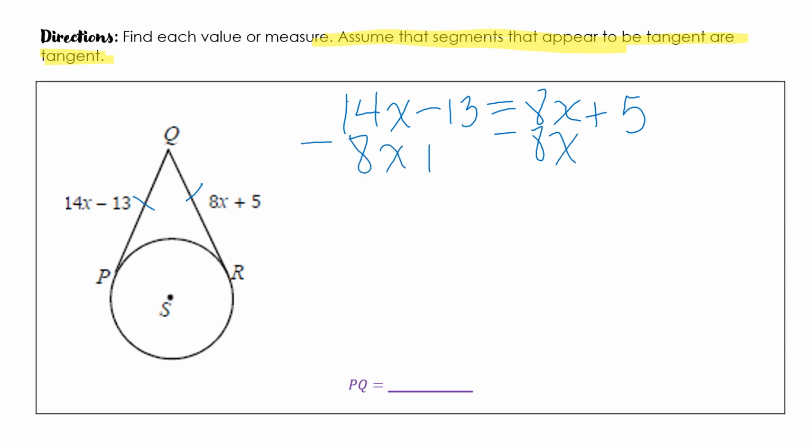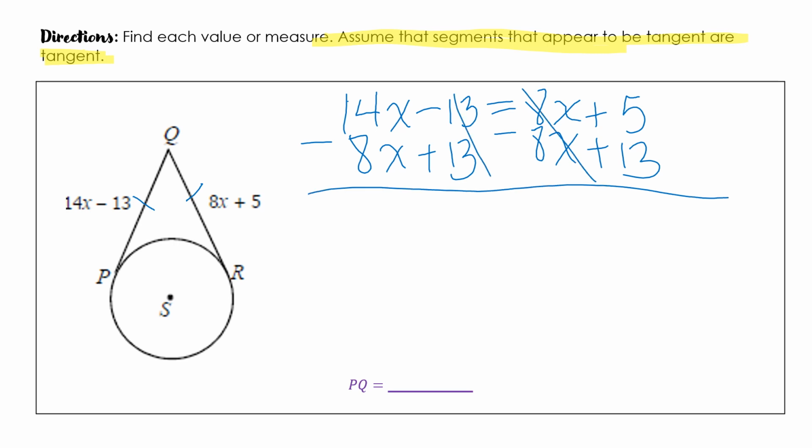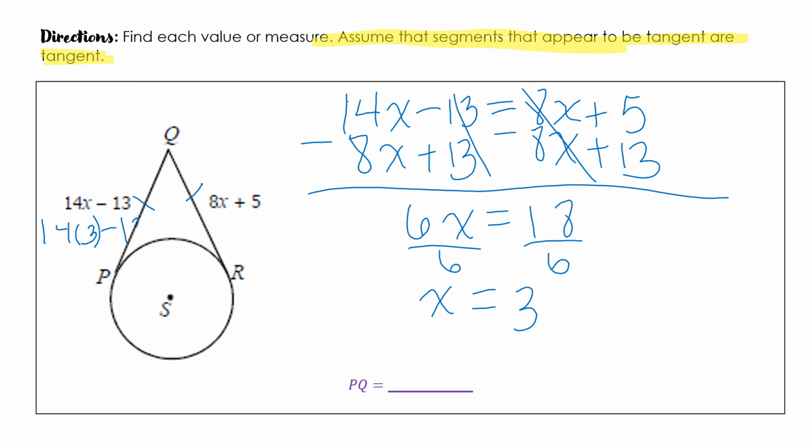So to solve this, hopefully there's no issue solving this. Subtract 8x and add 13 to both sides. That gives me 6x equals 18. Divide both sides by 6, so that means x equals 3. We're looking for PQ, so I'm going to do 14 times 3 minus 13. 14 times 3 is 42, and if you subtract 13, that is going to give you 29. Now, if you want to make sure that you did this right, plug 3 into QR as well. 8 times 3, which is 24, and 24 plus 5 is 29.